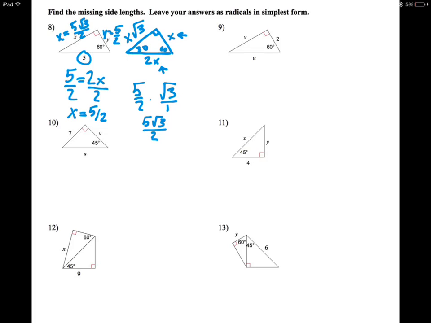Oh, number 10 is super easy. You guys can do number 10. Number 12, I'll do number 12. Alrighty. Number 12, I have a 45, 45, 90, and a 30, 60, 90.